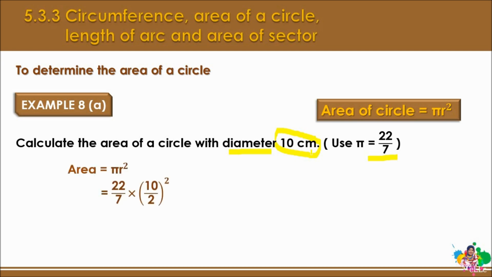So use the formula pi 22/7 times 10/2, because this one should be radius. 10/2, you will get radius. Then don't forget this one is squared, radius square. So therefore, the area of the circle is 78.57 cm square.